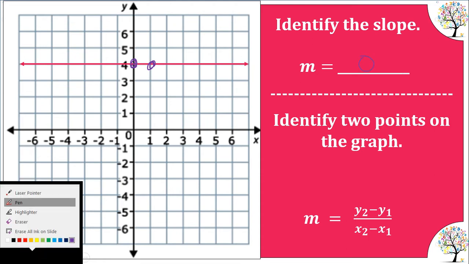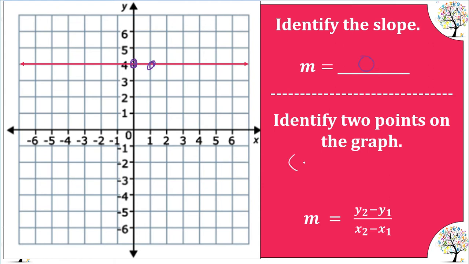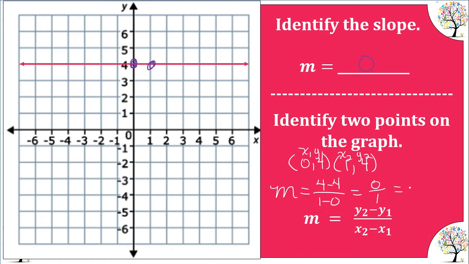Now let's prove it algebraically. We have ordered pairs 0, 4, and 1, 4. X sub 1, y sub 1, x sub 2, y sub 2. Slope equals 4 minus 4 over 1 minus 0. You can have 0 in your numerator, you just can't have it in the denominator, and that will equal 0. So when you have repeating y's, we know it's a function, and you can tell right then it's going to be the horizontal line with a slope of 0.